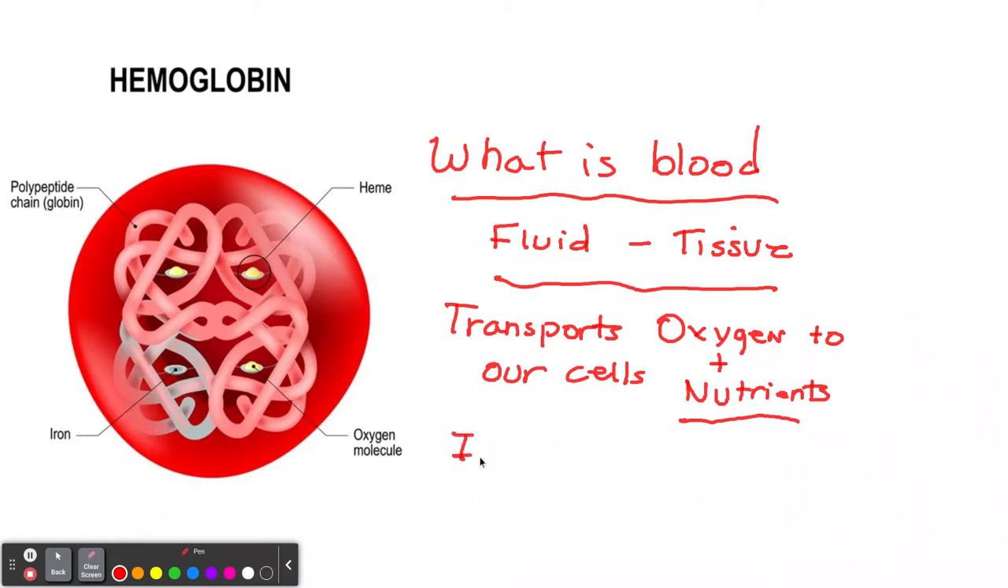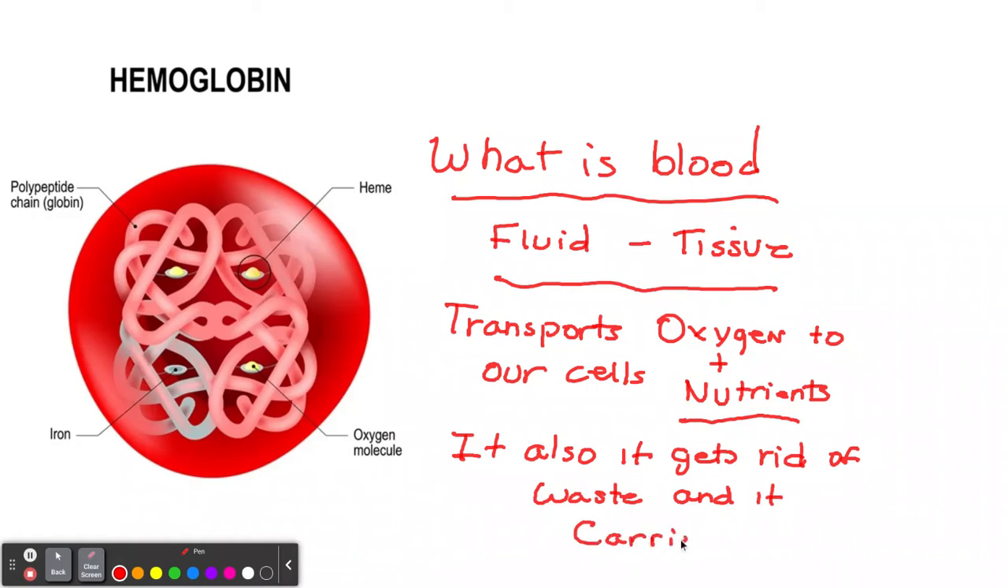It also, what else do you think it does? It gets rid of waste products, and it carries away carbon dioxide. All right, so that's really the basic function of blood. And like I said before, this molecule over here, this hemoglobin, that's going to help. It's going to attach itself to a red blood cell. This is the red blood cell you're seeing here. Guess what color it is? Red, right?